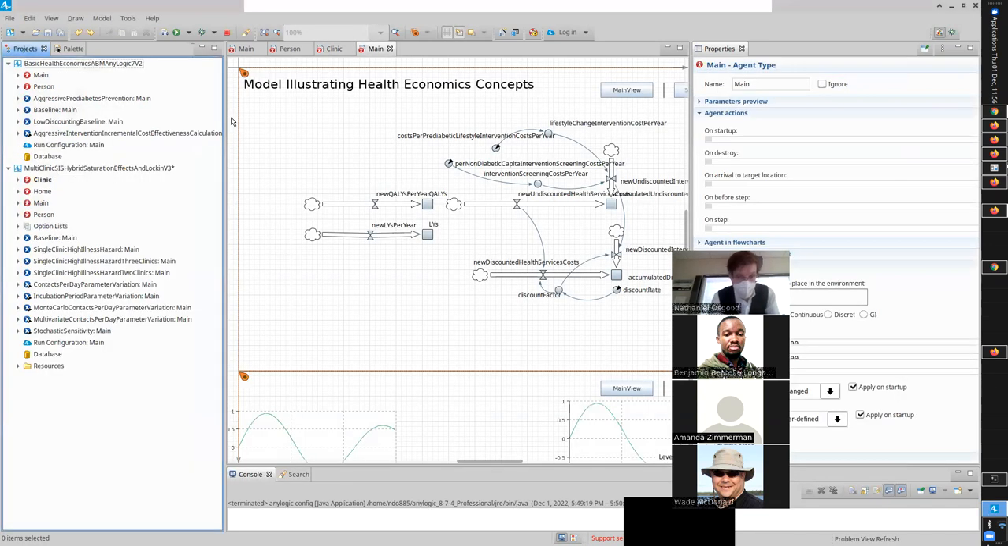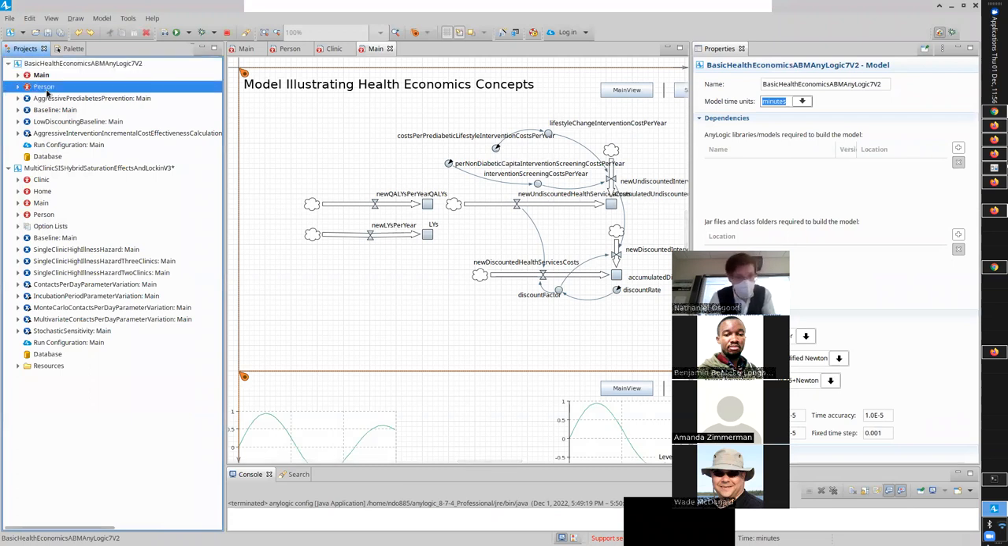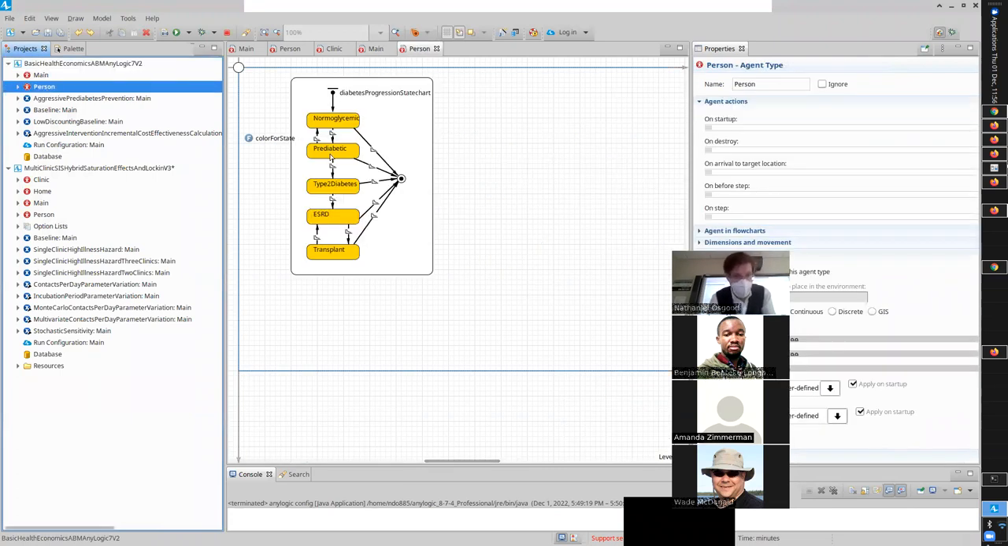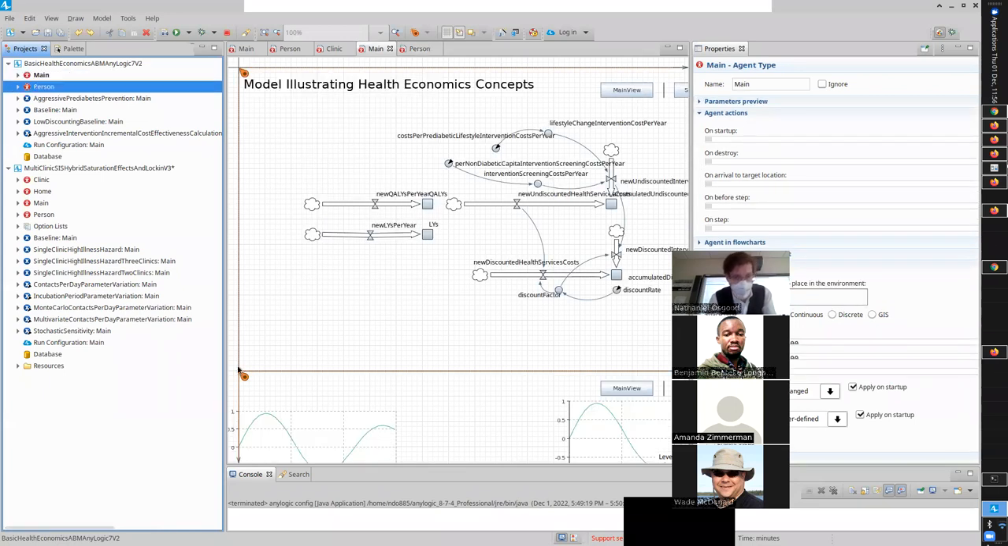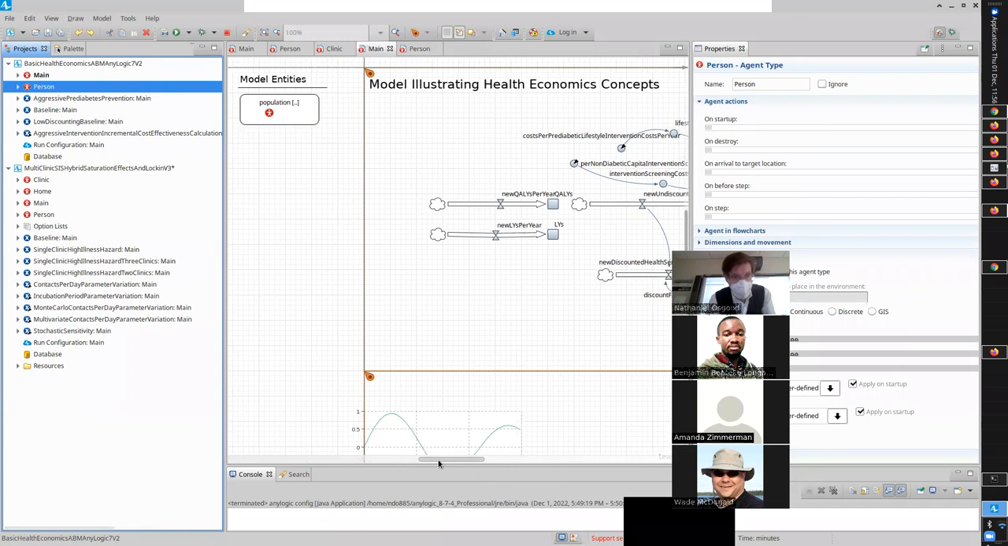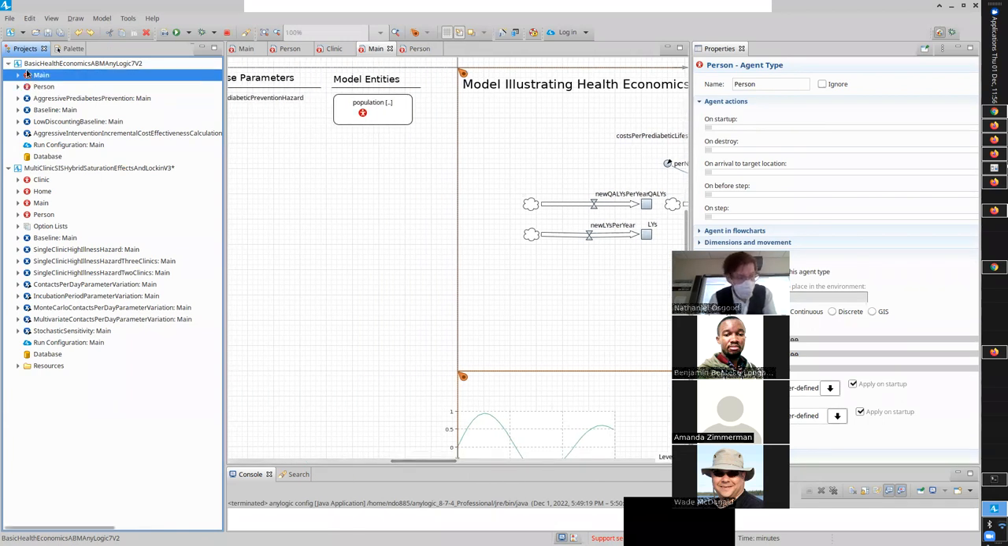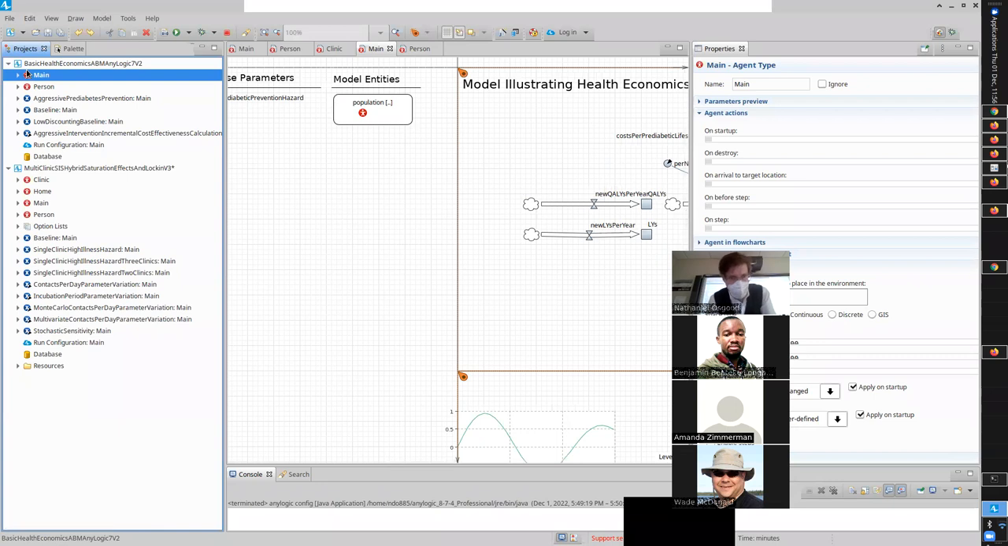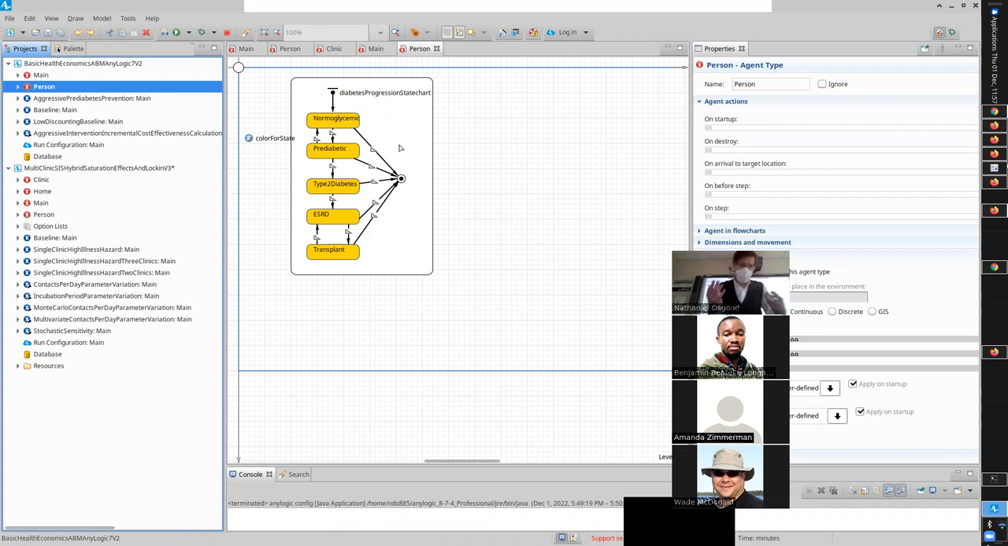So the idea here is quite a powerful one. This is certainly by no means the only way to represent it, but we have individual persons in a population, as you might expect. The individual persons are tracked. Of course, this is a little teaching example, so we have a very stylized representation of progression of dysglycemia: pre-diabetics, type 2 diabetics, those with end-stage renal disease, and those with transplant, and people have mortality flows.